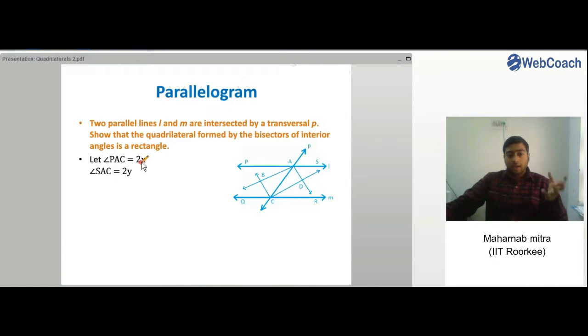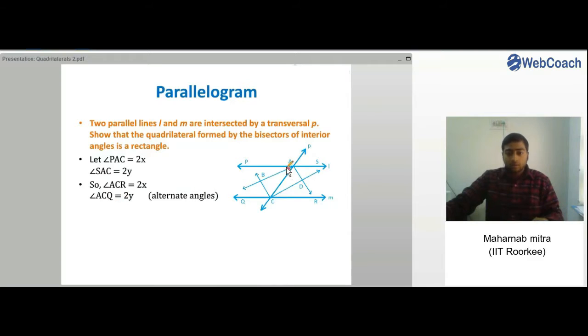We have taken angle PAC, which is this one, as 2x. And why have we taken it? Because ultimately we have to evaluate the values for the angle bisectors. The value of the angle bisector will be x, and that is why we have taken the entire angle as 2x, so that we don't get any fractional equation. Angle SAC, which is this one, we have taken as 2y. So we have named these two angles. Now we don't need to write angle PAC or angle SAC over and over again. We can write 2x or 2y whenever we need them.